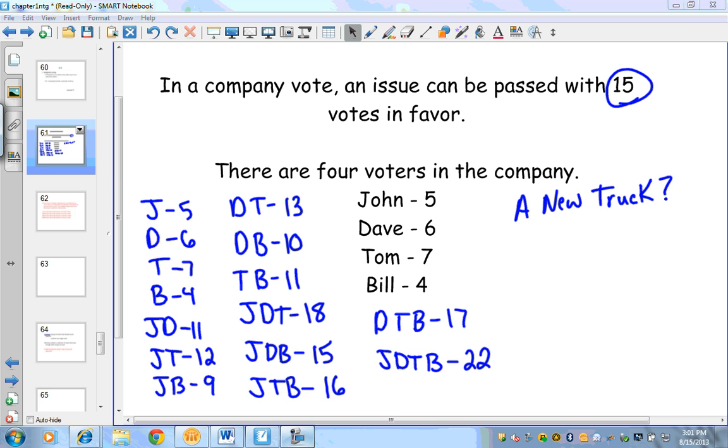Okay, so these are all the different coalitions. When you have 4 individual voters, you're going to have 15 different coalitions. These are all the different ways that the voting could take place, even when they go single and when they pair up.